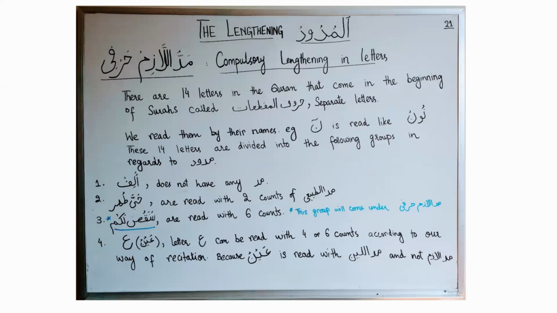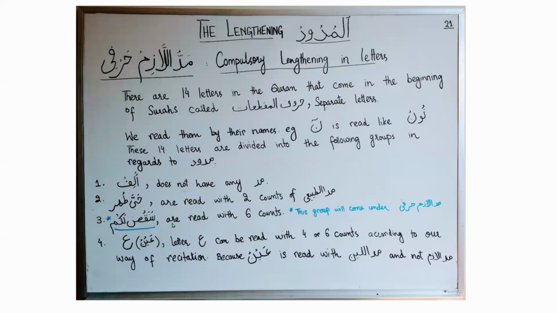These 14 letters are divided into the following groups in regards to Mudood. The first one is Alif, which does not have any mad. The second group includes these letters: ha, ya, ta, ha, ra. Whenever you see these letters in Huruful Muqatta'aat, we read them with two counts of Madd-ul-Tabi'i or Madd-ul-Asli. The third group has these letters: Sin, Noon, Qaf, Sad, Lam, Kaf, Mim. This group is read with 6 counts of stretching.